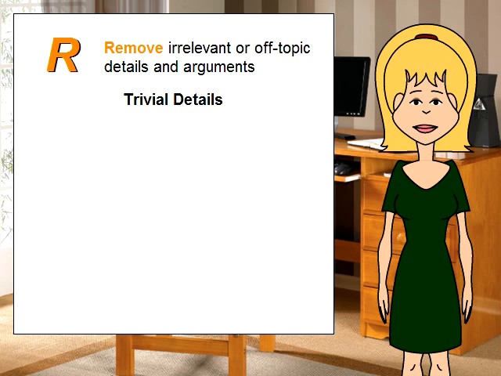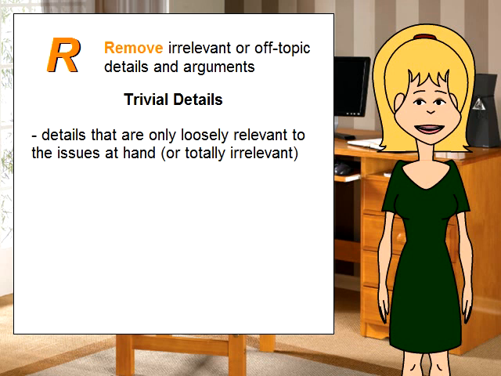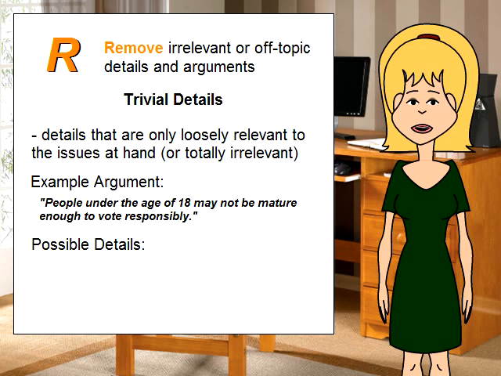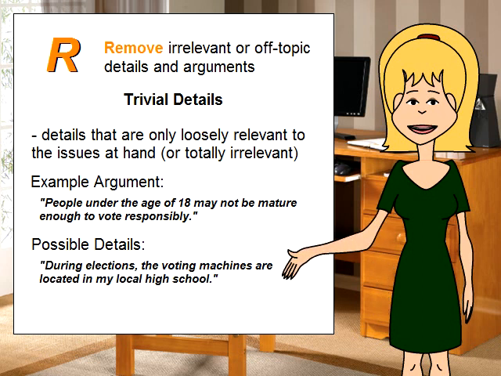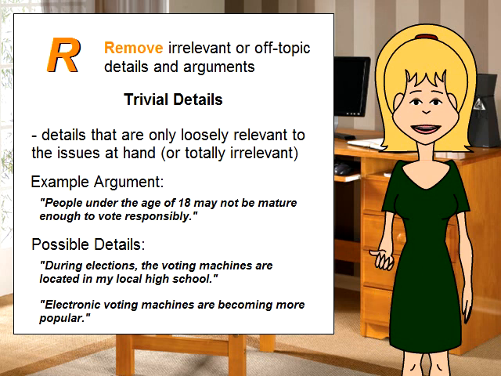Trivial details can also be a big problem. These are details that are only a little bit relevant, or may be totally irrelevant, to the issues at hand. Using our example argument from before, let's look at two possible detail sentences. During elections, the voting machines are located in my local high school. And electronic voting machines are becoming more popular. Which one should we remove?